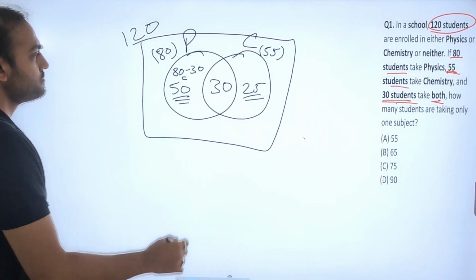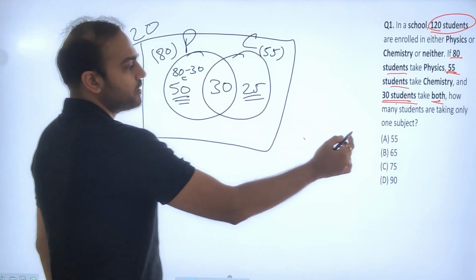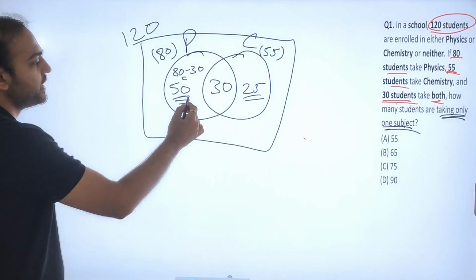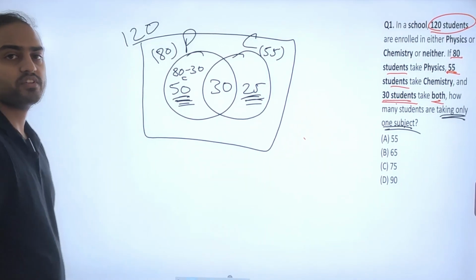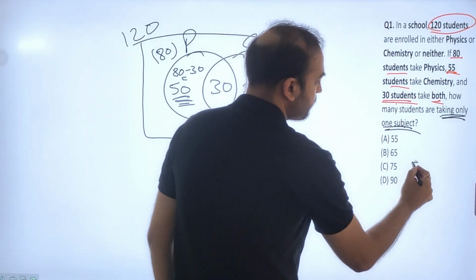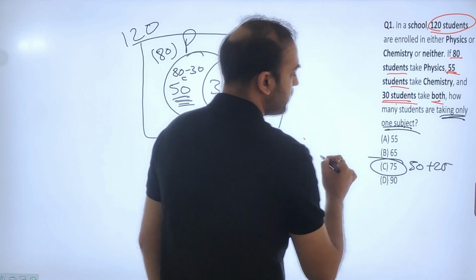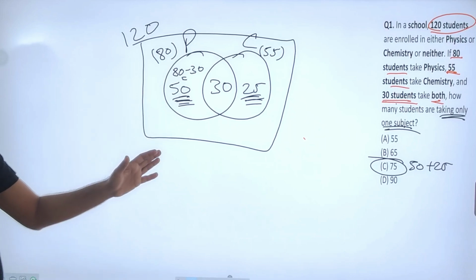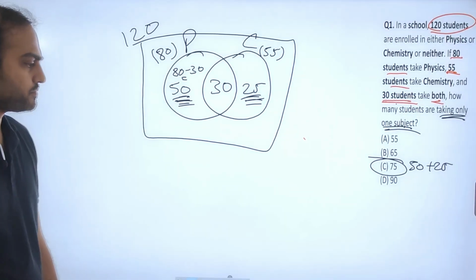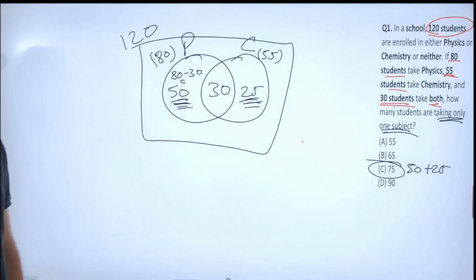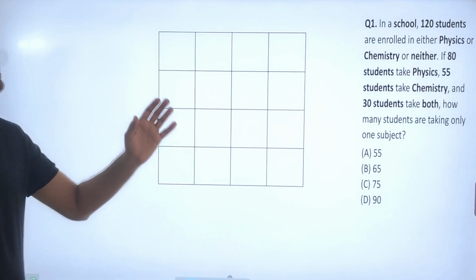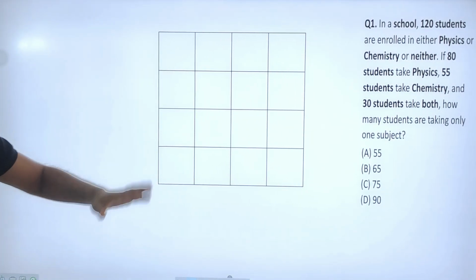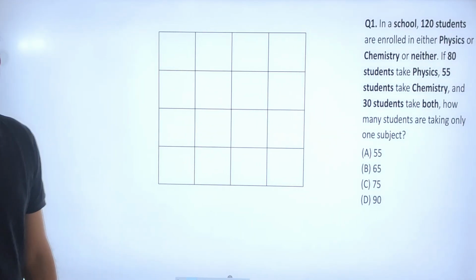Let's jump to the question then. How many people are taking only one subject? If you look at only one subject, that's 50, which is only physics, and 25, which is only chemistry, hence 75 in total. So this is how you will make a Venn diagram to solve the questions. Now let me show you how we solve the same question using the matrix method.